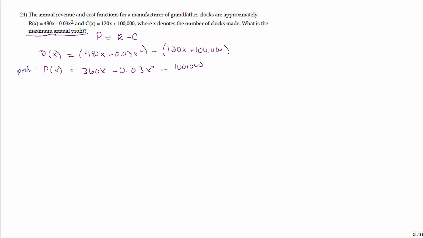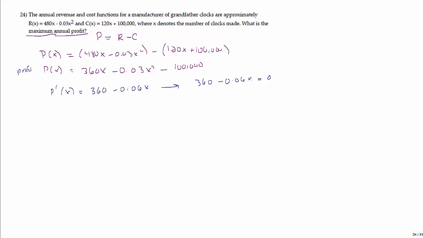Right. So now I need to find out where it has a maximum. So get my critical numbers for my first derivative. So p prime of x is equal to 360 minus 0.06x. I will set this equal to 0 so I can get my critical numbers. So I get 360 minus 0.06x equals 0.